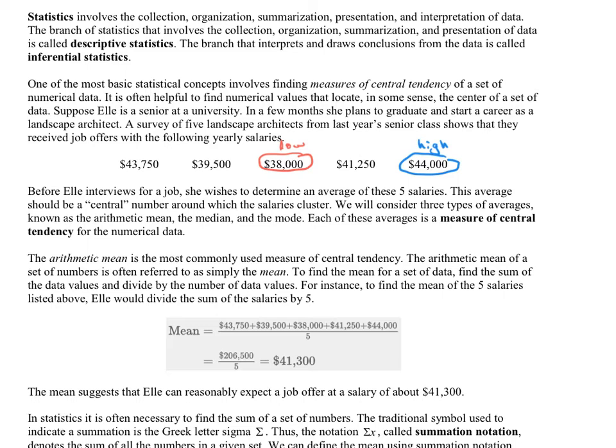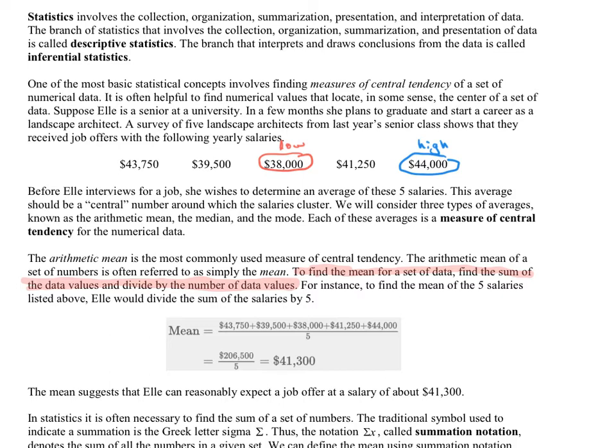To find the mean of a set of data, find the sum of the data and divide it by the number of data values. That's an important sentence, so I'm going to go ahead and add it, because that's what it is in English. To find the mean of a set of data, find the sum of the data values and divide it by the number of data values. For instance, to find the mean of the 5 salaries listed above, Elle would divide the sum of the salaries by 5.